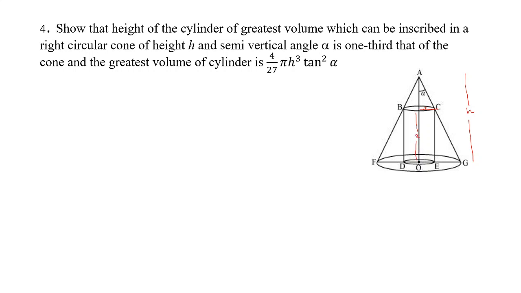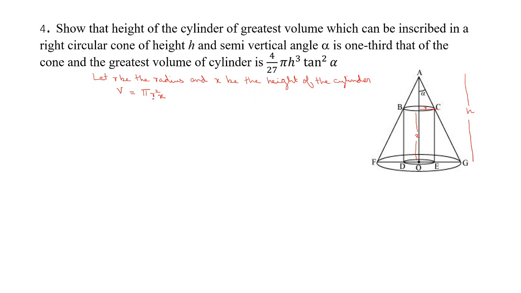and height of the cylinder be x. So let r be the radius and x be the height of the cylinder. So the volume of the cylinder is equal to pi r square x. This is the volume of the cylinder. Now we have to maximize this, so we have to get the maximum of this one.